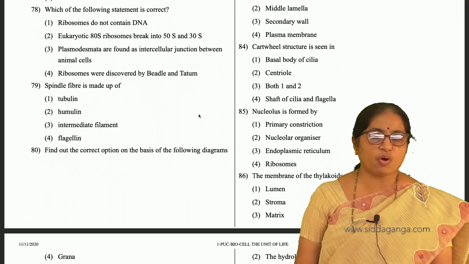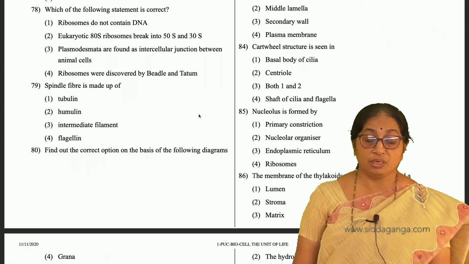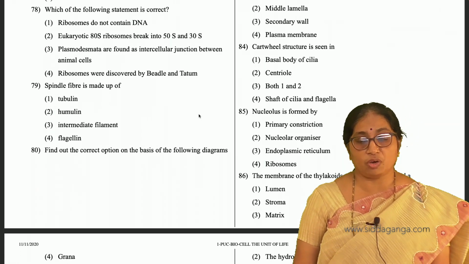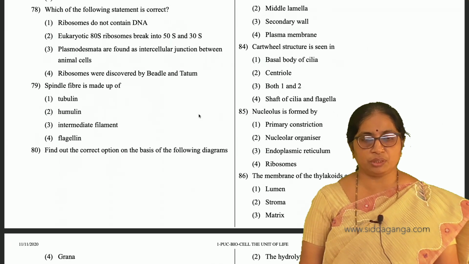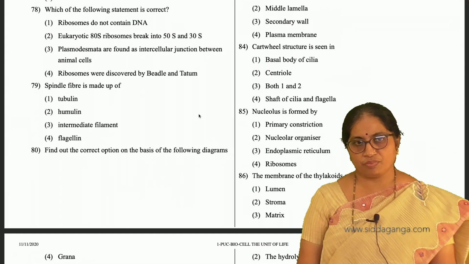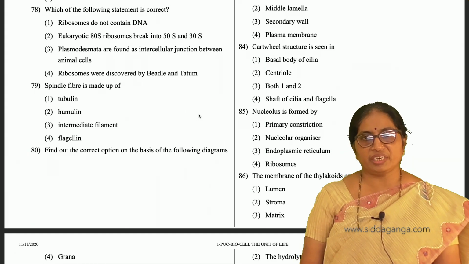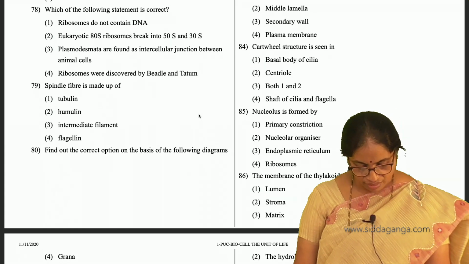Plasmodesmata are found as intercellular junctions between animal cells is wrong because plasmodesmata are part of the cell wall, therefore they are absent in case of animals. Ribosomes were discovered by Palade and not Beadle and Tatum. Therefore, only option 1 is correct. So, option 1 is the right answer. Next.